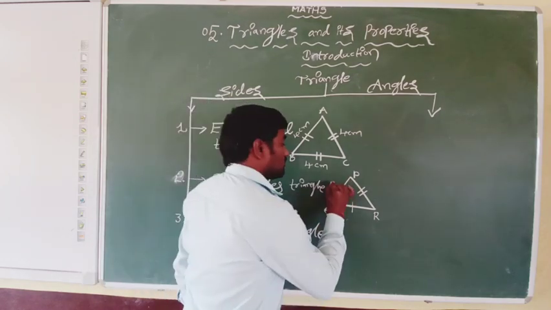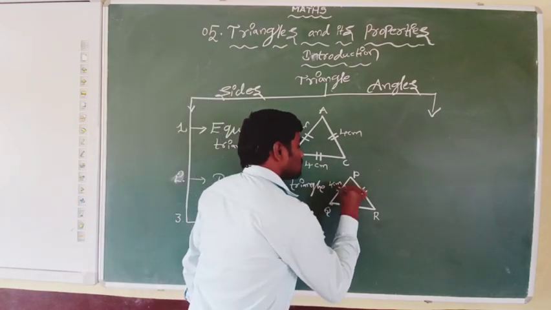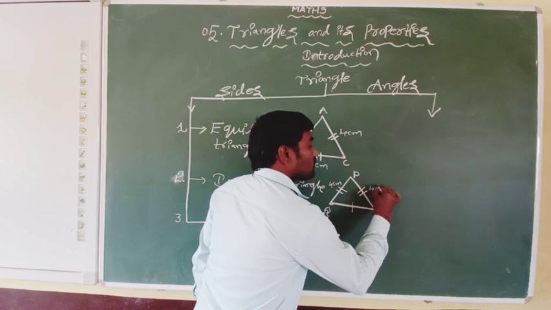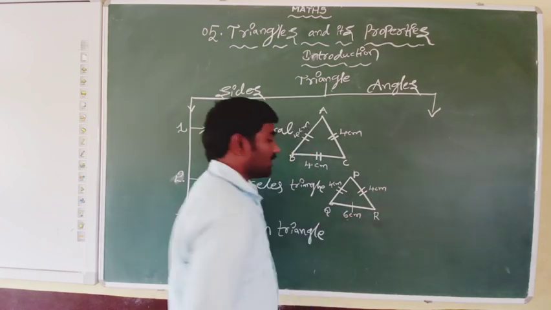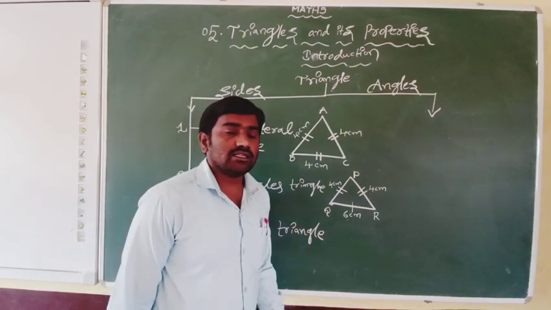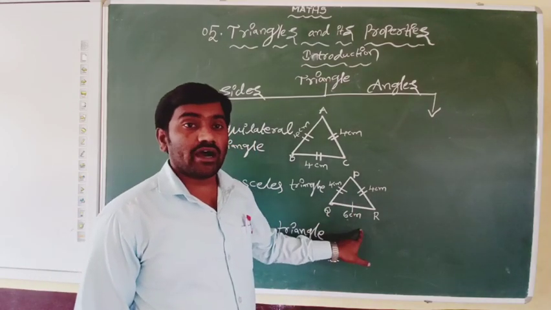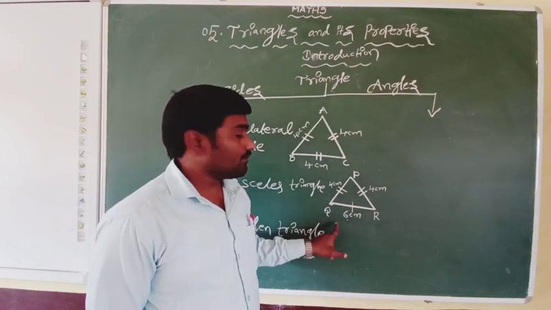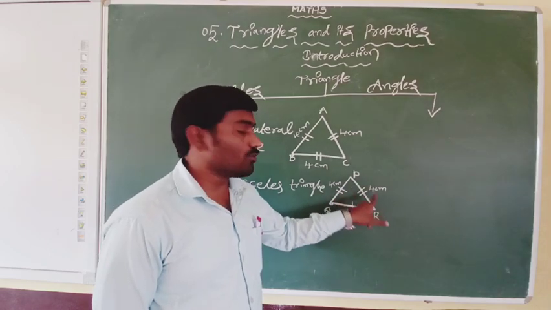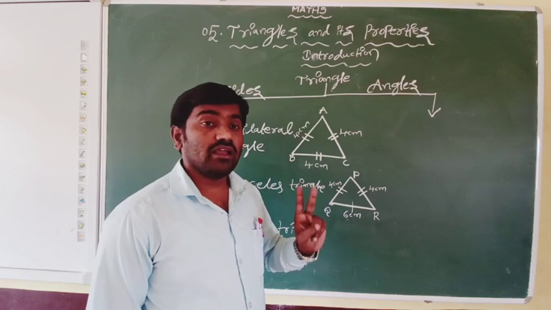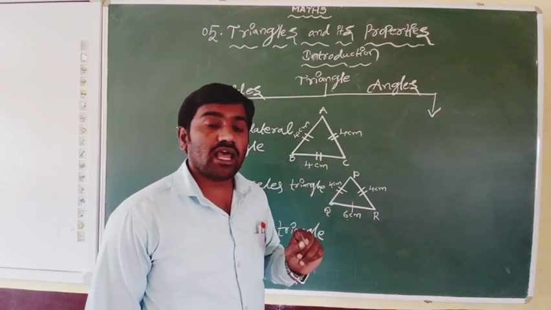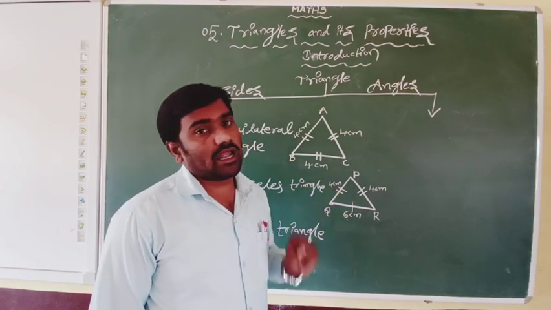Let me give you an example. Suppose PQ equal to 4 centimeter, PR equal to 4 centimeter. Suppose QR equal to 6 centimeter I have taken. Hence, see that in this triangle PQR, two sides are equal, that is PQ is equal to PR. So, if any two sides are equal in the given triangle, it's known as an isosceles triangle.